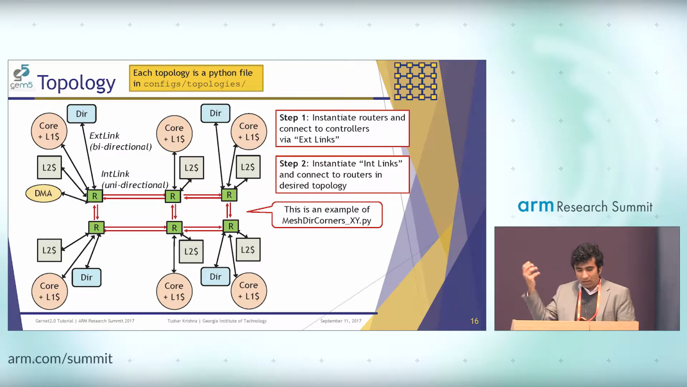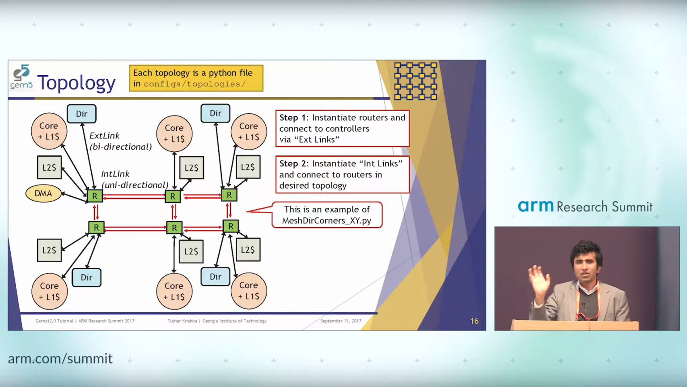And so in Garnet, or in Ruby's network model, what you do is you first start by instantiating routers that you connect to these controllers externally. So let's say I have these 6 routers that I instantiate, and I use external links to connect to these external controllers. And these are bidirectional links by default in the code. So you have to just instantiate it once. And maybe I say that all of those controllers get connected to that router, all of these connected to this, and so on.